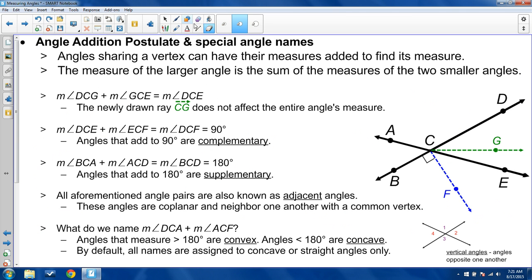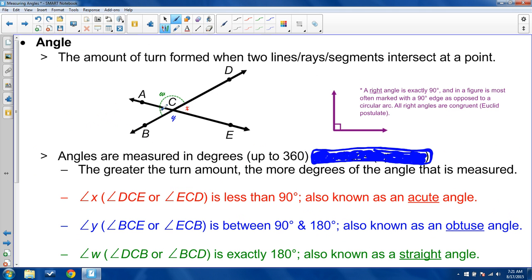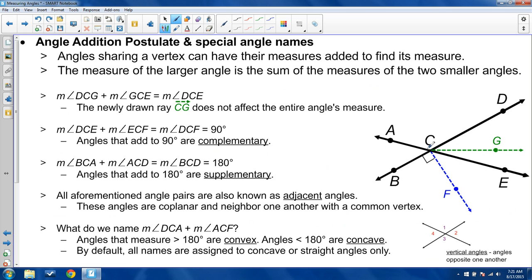Okay, a lot of writing on this wall right here. Let's go ahead and go through them one at a time. I'm using my angle again that you saw before, the one set by these two lines, but I added two more rays to make use of them. We're going to talk about the angle addition postulate and different special angle names besides right angle. We want some ways to identify certain pairs of angles.